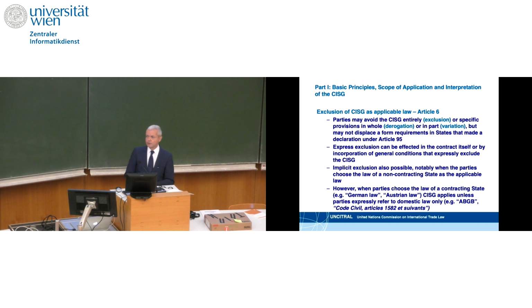To exclude means to exclude in its entirety. You write in the contract, the United Nations Convention on Contracts for the International Sale of Goods does not apply to this contract. Or you write, this contract shall be governed by the laws of the state of New York with the exclusion of the United Nations Convention on Contracts for the International Sale of Goods. So that's a complete exclusion of the CISG. But you may also derogate in part, saying Article 55 or 69 of the CISG does not apply to this contract. Or you may vary from any of the provisions of the CISG simply by providing otherwise in your contract, right?